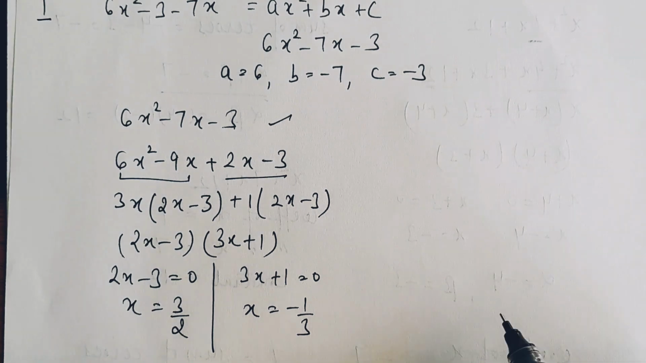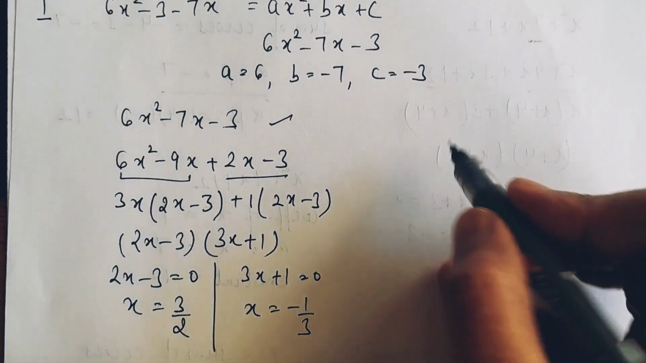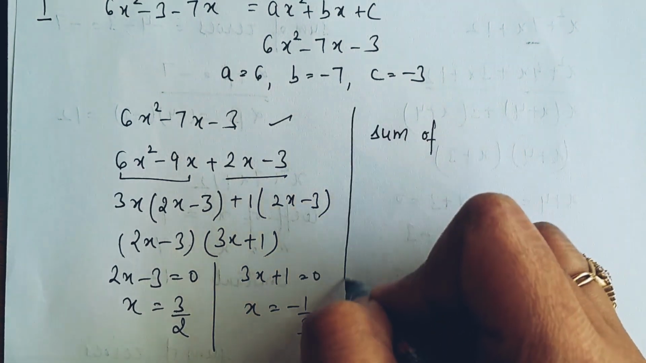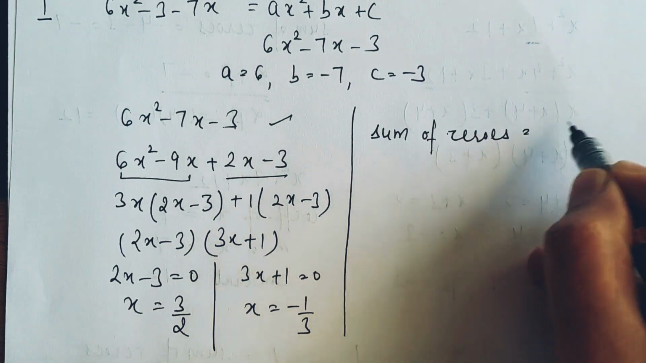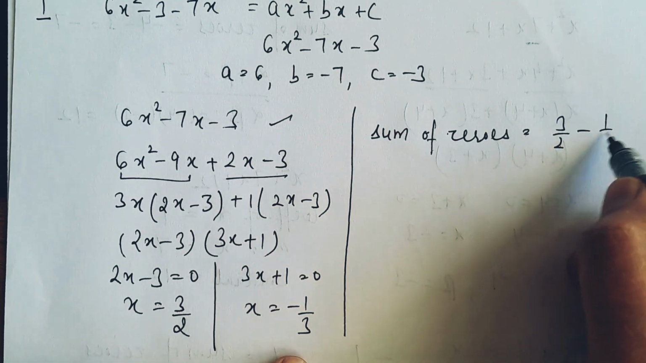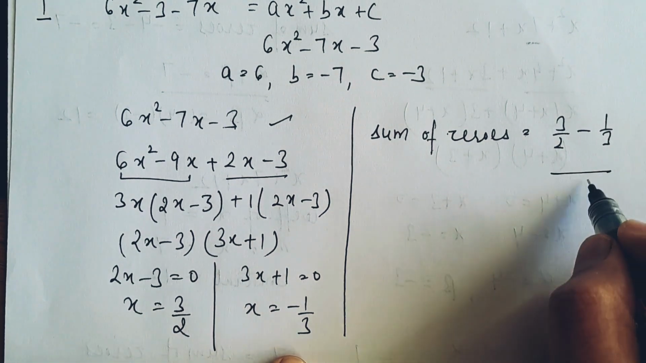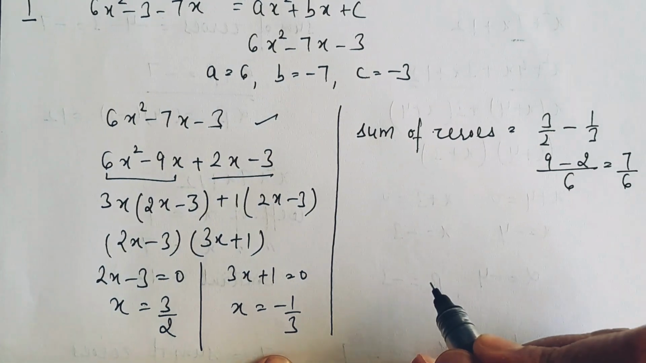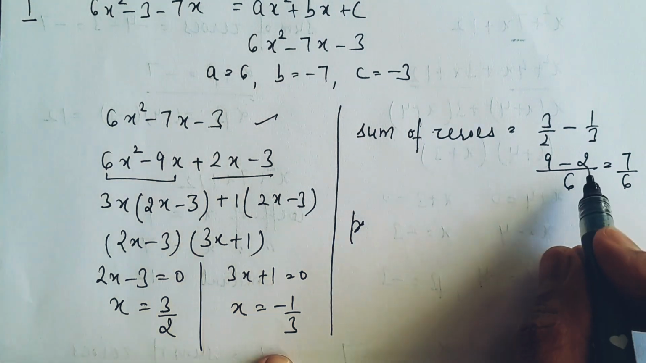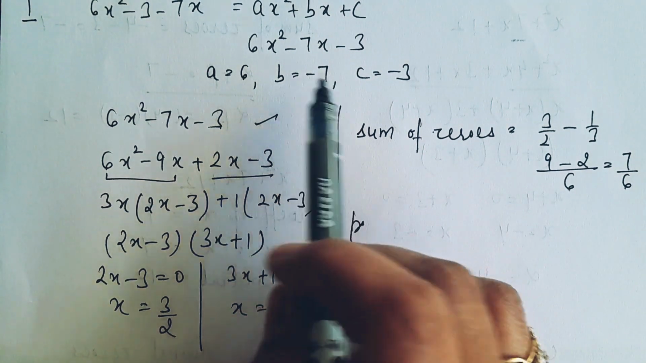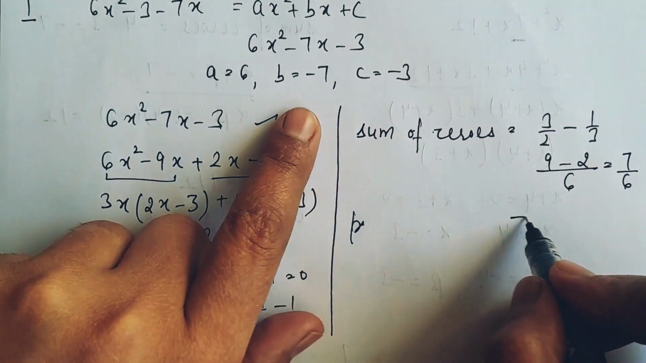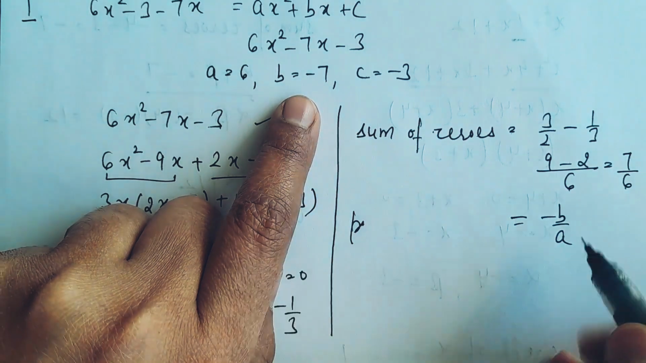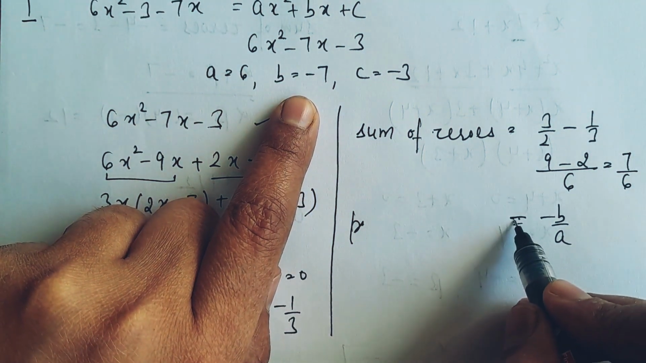Now we have to verify the relationship between zeros and coefficients. So if we find out sum of zeros. So sum of these zeros, 3 by 2 and minus 1 by 3. So plus minus will become minus. If we have to find out their sum, so we have to take the LCM. We will get 7 by 6. And if we check from this, sum of the roots formula is minus b by a, because minus b is minus 7, b is minus 7. So we will do it separately.